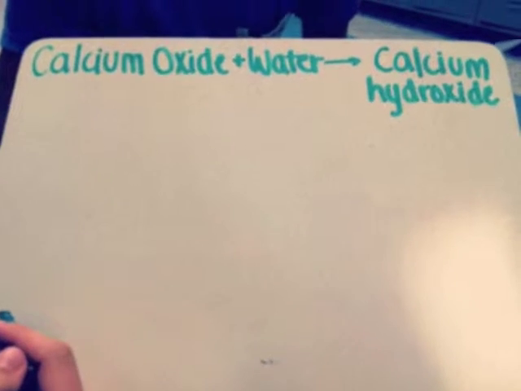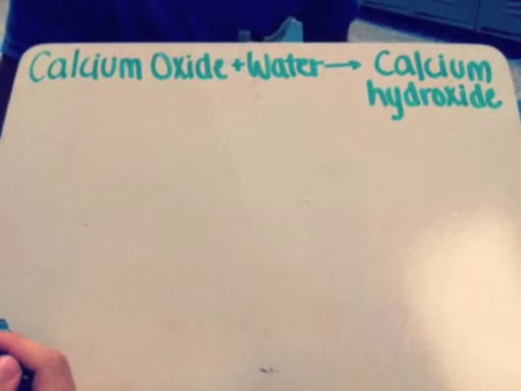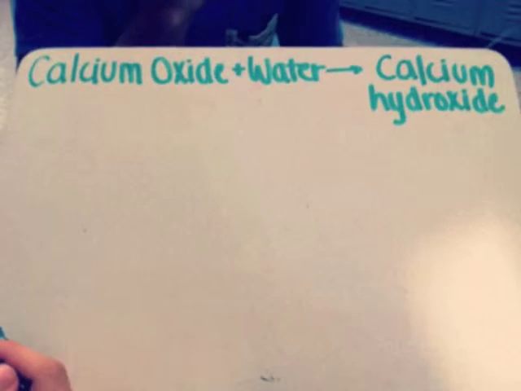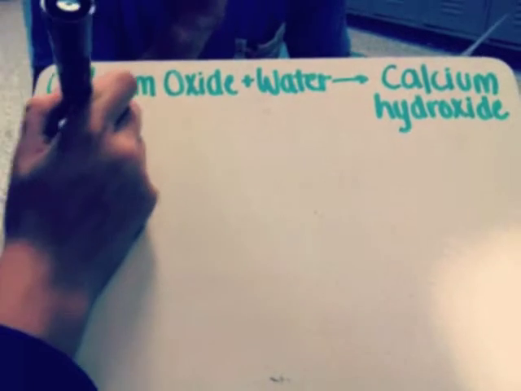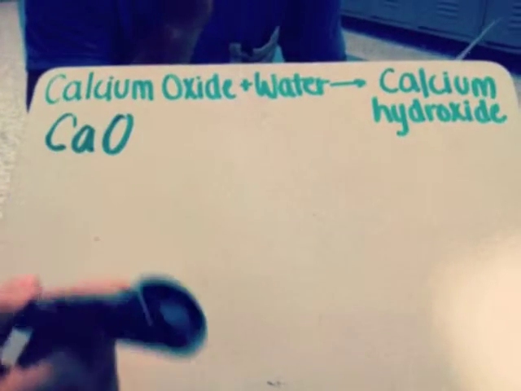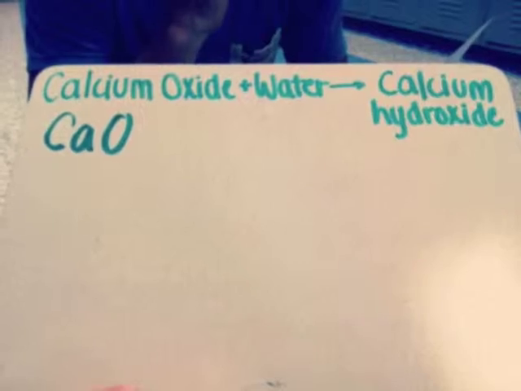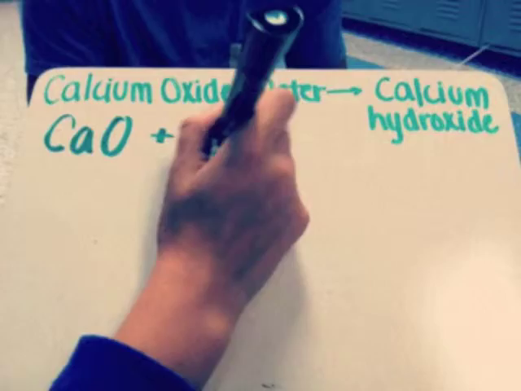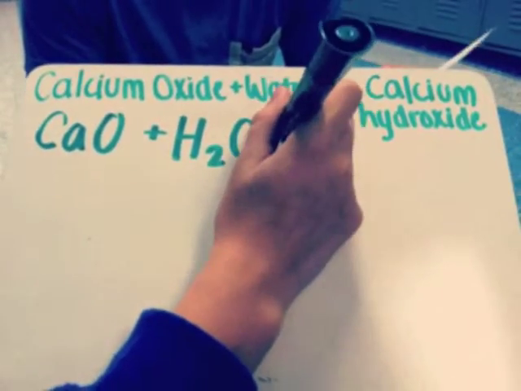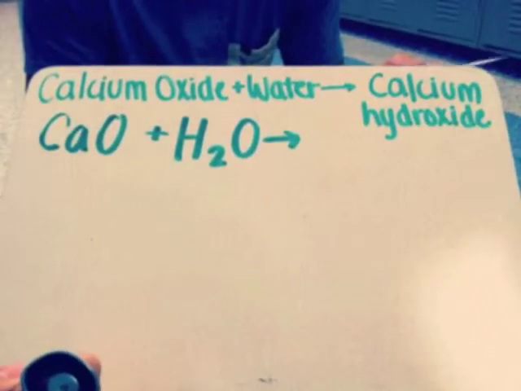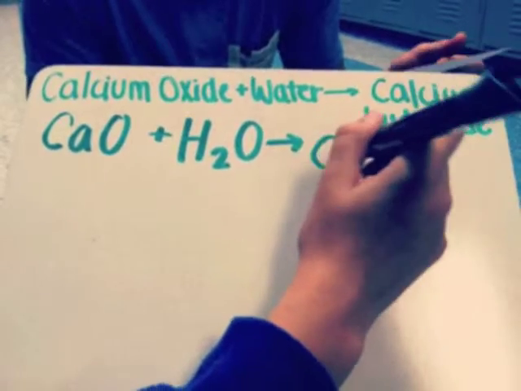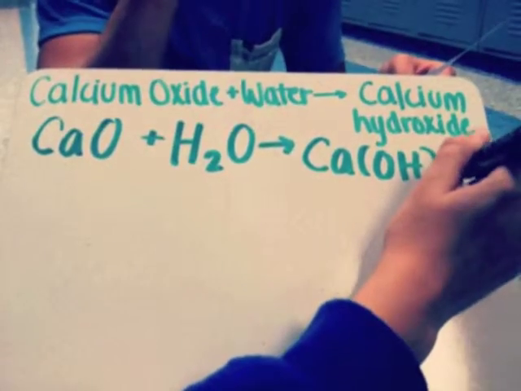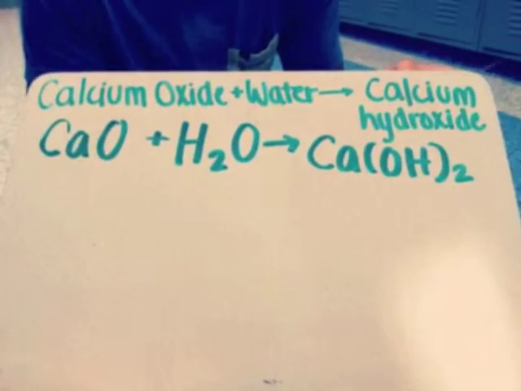Here's how to write a chemical equation given a word formula. The formula for calcium oxide is CaO because calcium is a +2 ion and oxygen is a -2 ion. And then the formula for water is simply H2O. Then for calcium hydroxide, the formula would be Ca(OH)2, because calcium is a +2 ion, which means that the 2 would go down to the subscript of OH.